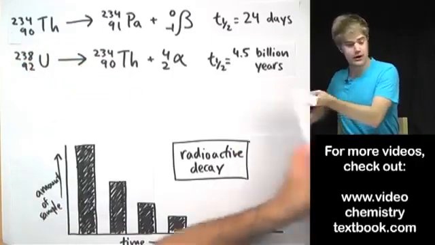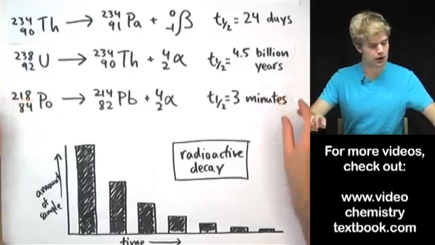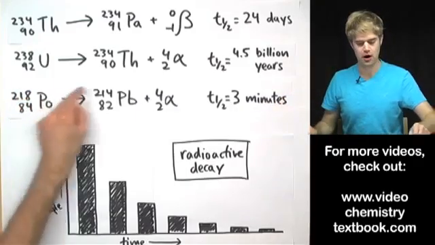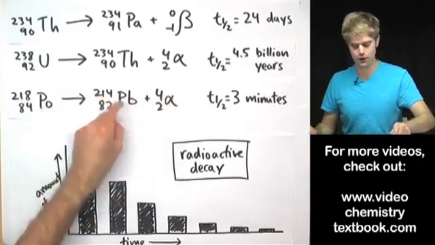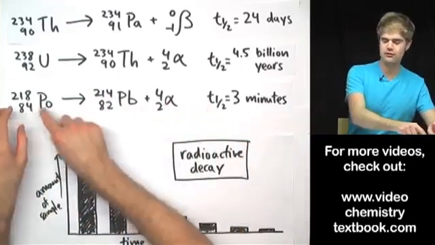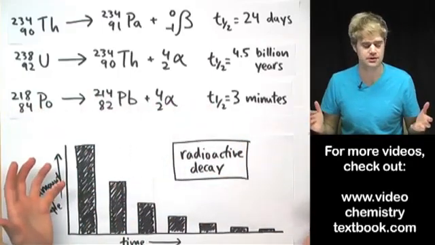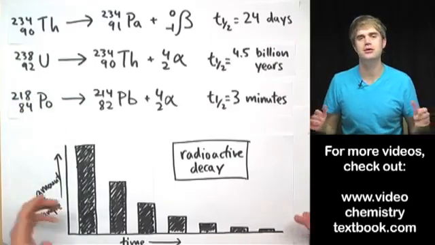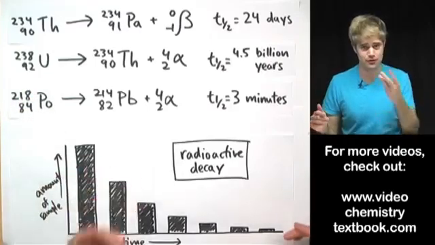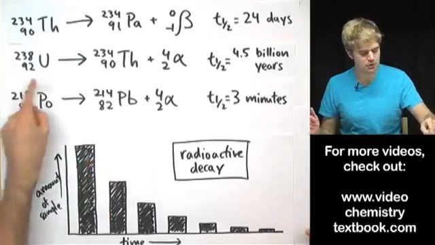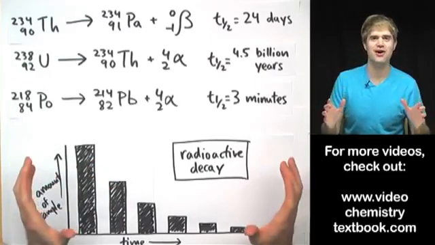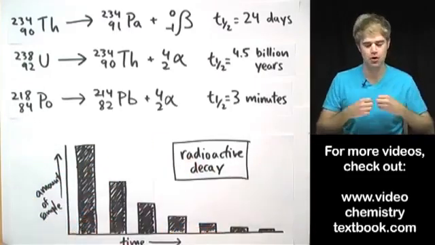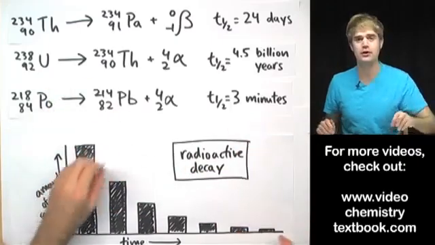Okay, but then on the other hand, polonium-218 undergoes alpha decay to make lead-214, and the half-life of this process is only 3 minutes. So that means that if you were in the lab studying polonium-218 and you had to get up and run to the bathroom for 3 minutes, by the time you came back, half of the polonium in your sample would have disappeared. It would have turned into lead.